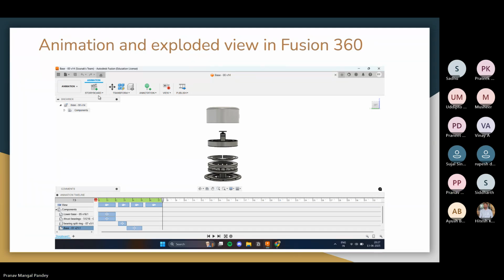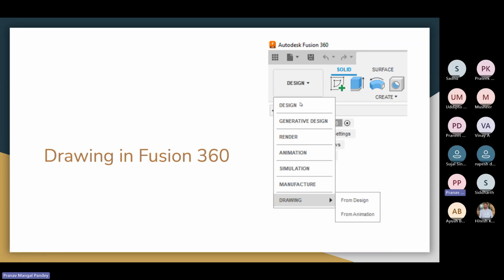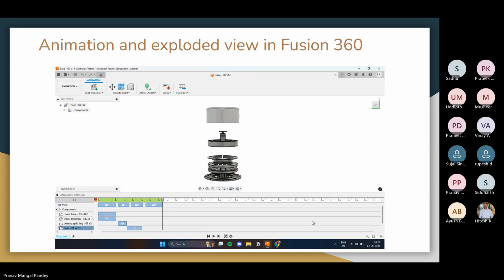So this is how you go for drawing in Fusion 360. It is not complicated. It is really intuitive to understand. In case you don't understand this part, then watch some videos. There are a lot of videos about this.